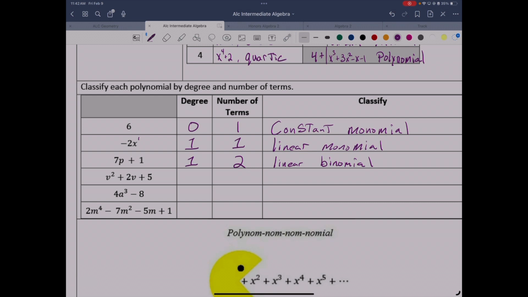Okay, so now let's roll through the degrees of each of them. Go ahead and write what you think the degree of this one is. Okay, go to the next one down. What degree is that one? So v squared plus 2v plus 5, what degree is that? 4a to the third minus 8, what degree is that? And 4m to the fourth minus blah, blah, blah. What degree is that?